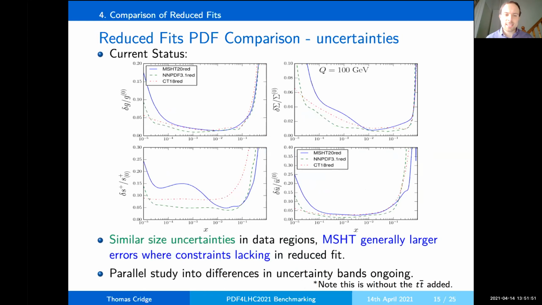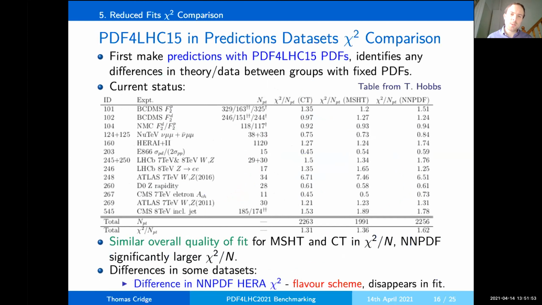So if we move on to the next slide, what I'm now going to show you is actually chi-squared comparisons for the different reduced fits. Before you actually compare those after fitting, the sensible thing to do is to use the three groups' reduced fits and to make predictions with a fixed input PDF. So take the PDF4LHC15 PDFs as input and calculate the chi-squareds in the three groups. And that allows you to identify any differences in theory or data between the groups before you actually perform the fits themselves.